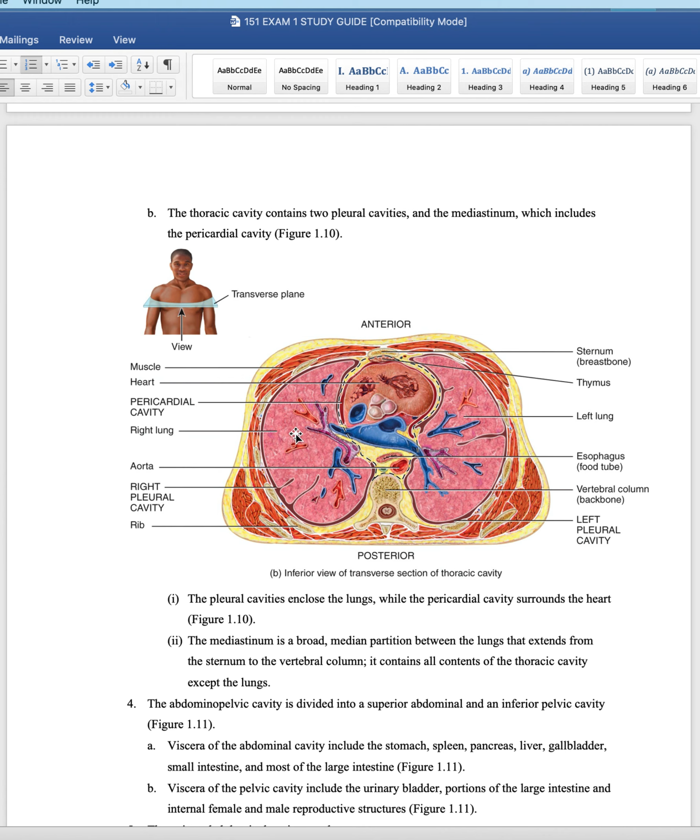All right. So again, a transverse plane. In this case, we're looking at an inferior view, so we're looking upward of a transverse plane. Again, this would cut your legs off, except in this case, we're going straight through the chest. And we're looking into the thoracic cavity. If we're looking at our cavities, we have 2 pleural cavities, right, that are going to surround the lungs. And then the mediastinum, which is going to also include that pericardial cavity, which surrounds the heart.